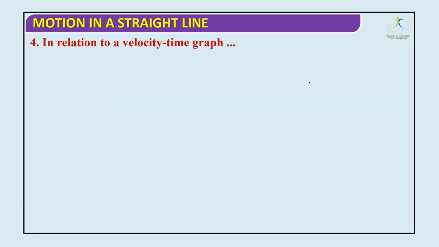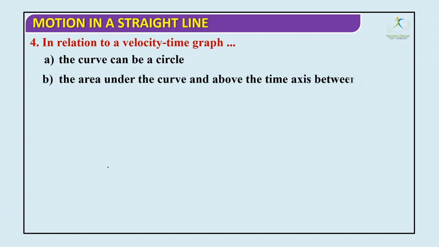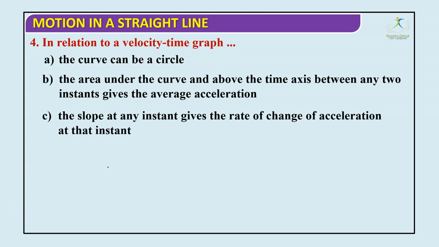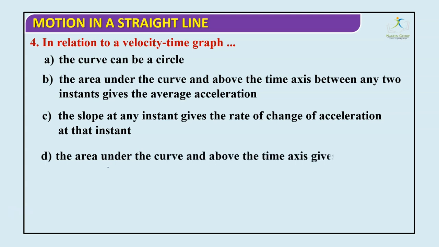In relation to a velocity-time graph: the curve can be a circle; the area under the curve and above the time axis between any two instants gives the average acceleration; the slope at any instant gives the rate of change of acceleration at that instant; the area under the curve and above the time axis gives the displacement. The correct answer is D.